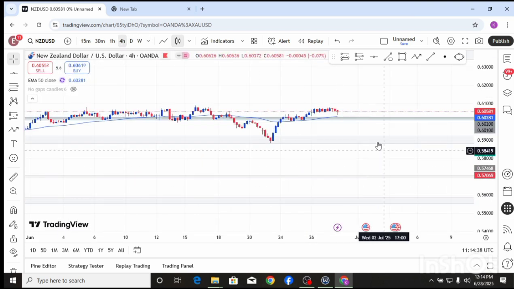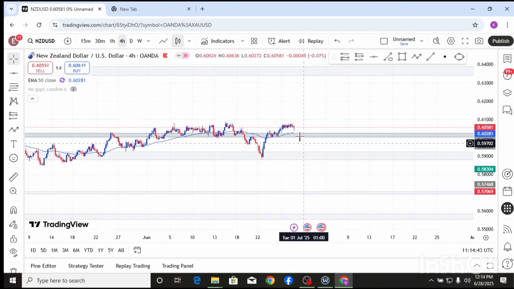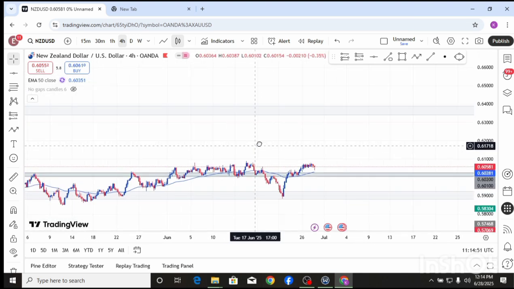So on the 4 hours, what we're waiting for now, as you can see, as it's retesting, is for market to have a pullback, reject from support, from EMA, and from another psychological level to continue moving to the upside.